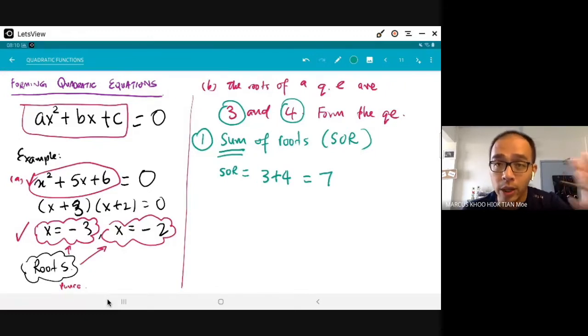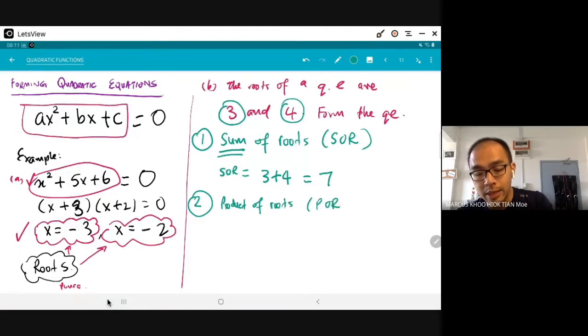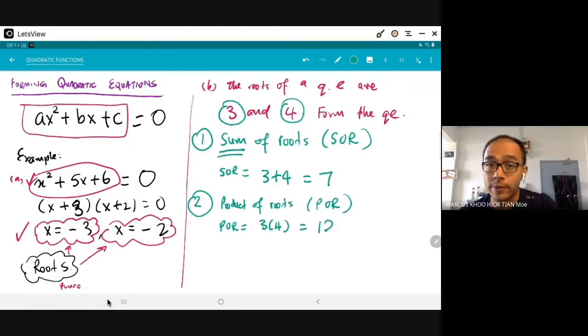What's important is that you understand the meaning of the word roots. Don't finish this chapter still confused about what roots are. So I'm telling you now, what you solve for are actually called roots. Now, the second thing you need to find, besides the sum of roots, is the product of roots, where product means hasil darab. I'm going to call this POR. So the POR will be 3 times 4, which gives you 12.